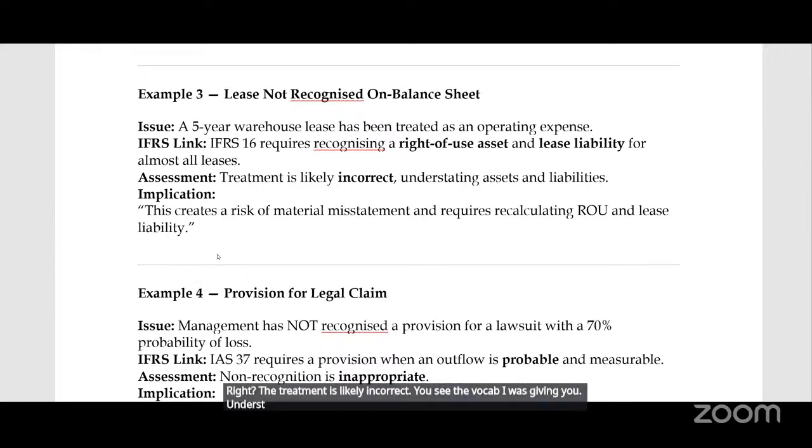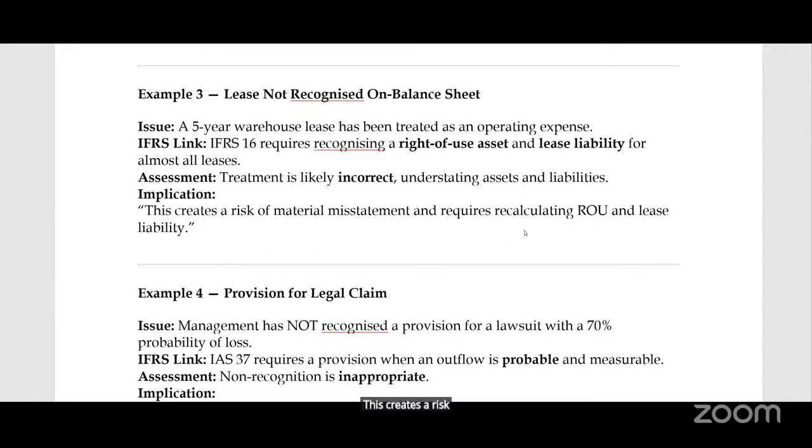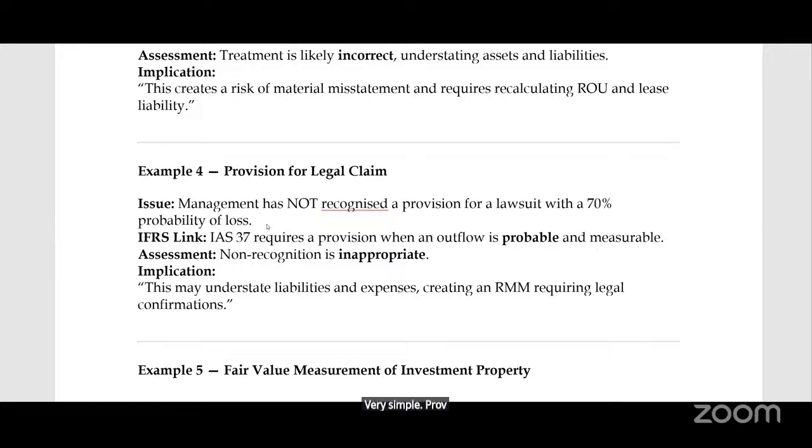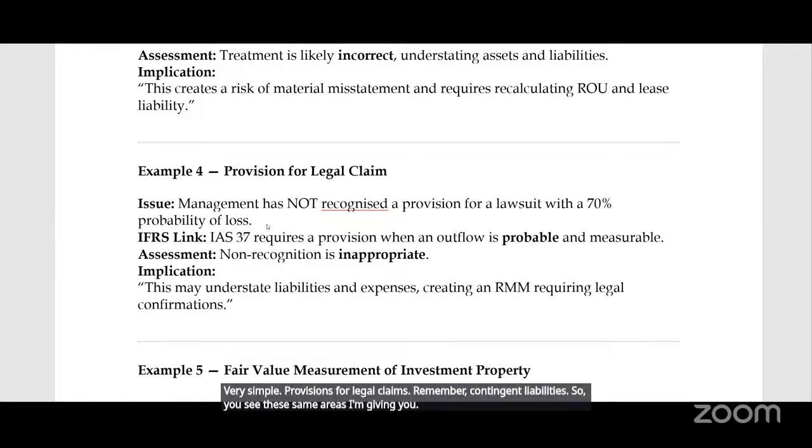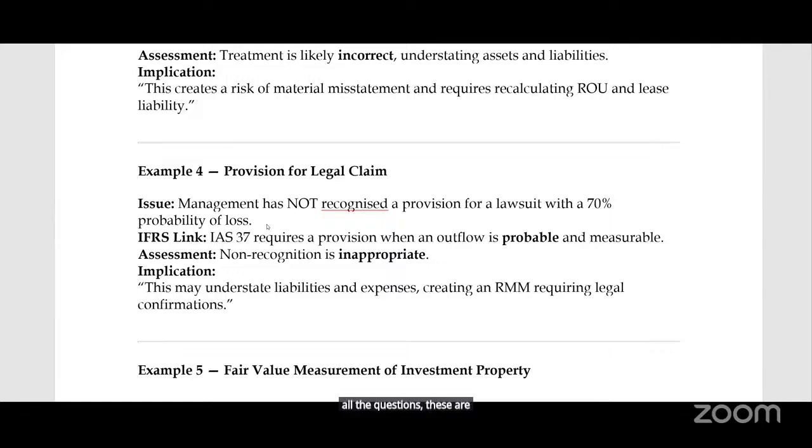Understating assets and liabilities. What's the implication? This creates a risk of material misstatement and requires recalculating the right of use asset and lease liability. Very simple. Provisions for legal claims. Remember, contingent liabilities. So you see these same areas I'm giving you in all the questions. These are always the areas they are working around.